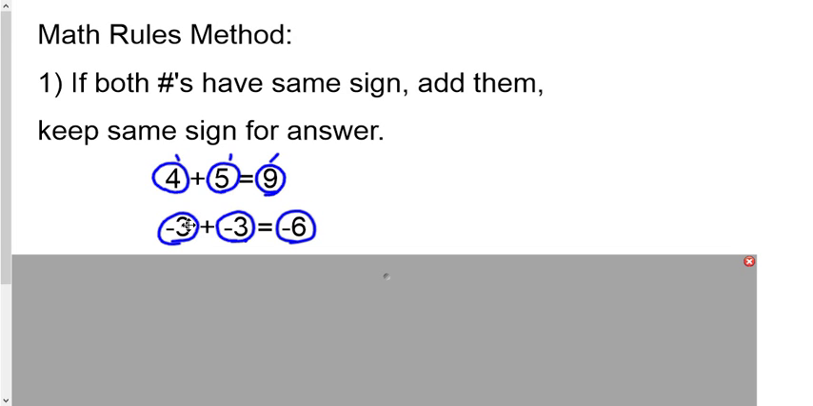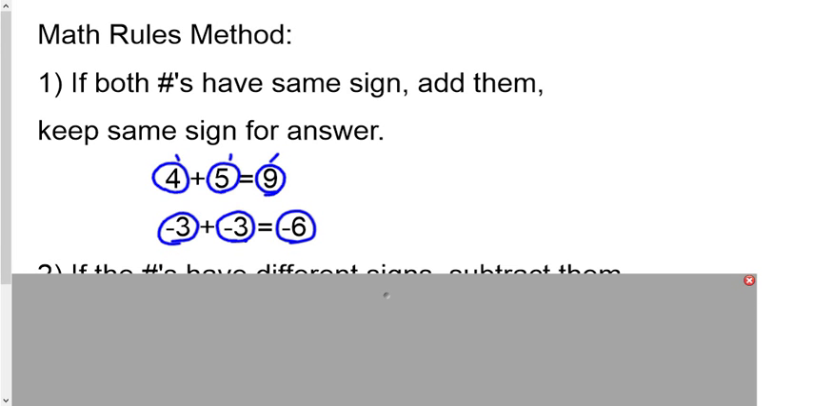Okay? Since they had the same sign, we're going to put the same sign for the answer. Since they were negative, we'll just slide a negative in front of that 6. Kind of simplifies it a little bit, I think. It's a little bit better than using the number line, but it just takes time to get used to it. Keep working at it and it'll become second nature.